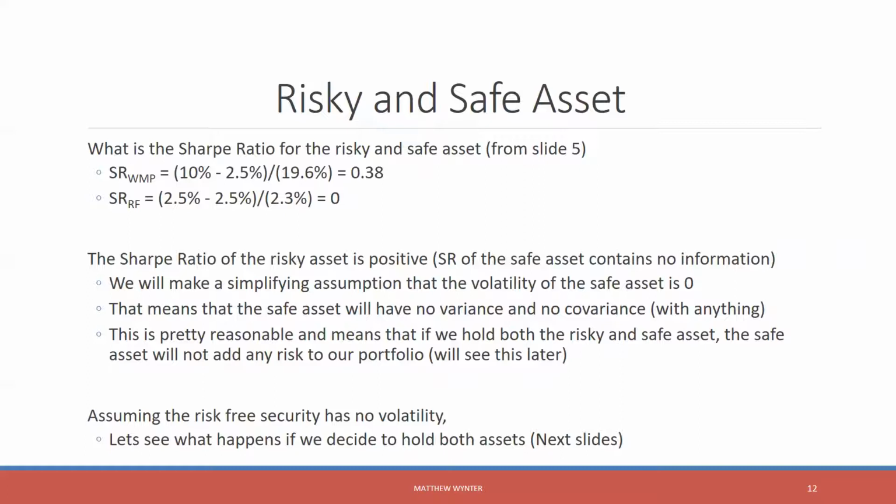We'll make a simplifying assumption that the volatility of the safe asset is zero. That means that the safe asset will have no variance and no covariance with anything. To make sure we understand why, the reason why we're assuming that the volatility of the safe asset is zero is because if we take a look back at that graph that we plotted on slide 5, remember the safe asset, that risk-free bond, was very stable. Its prices were very stable.